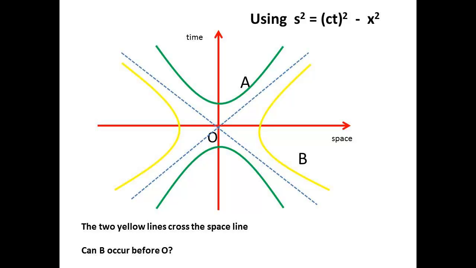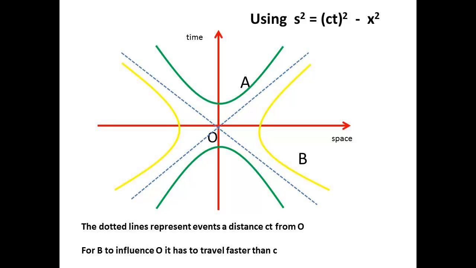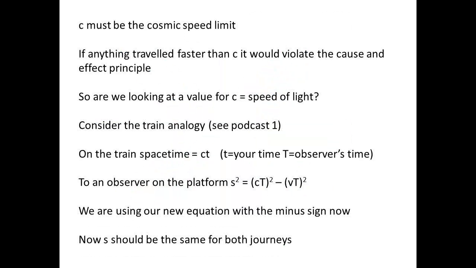Before we do, we have to deal with what seems to be a potential conflict. There will be 4 curves that can be drawn. They're shown here. 2 of these curves cross the spaceline and suggest B might be occurring before O. Here is the way out of this. The dotted lines represent events that are a distance ct from O. For B to influence A, it has to travel faster than C. Assume that C is the cosmic space limit. Now an event would have to break the speed limit to violate the cause and effect principle.